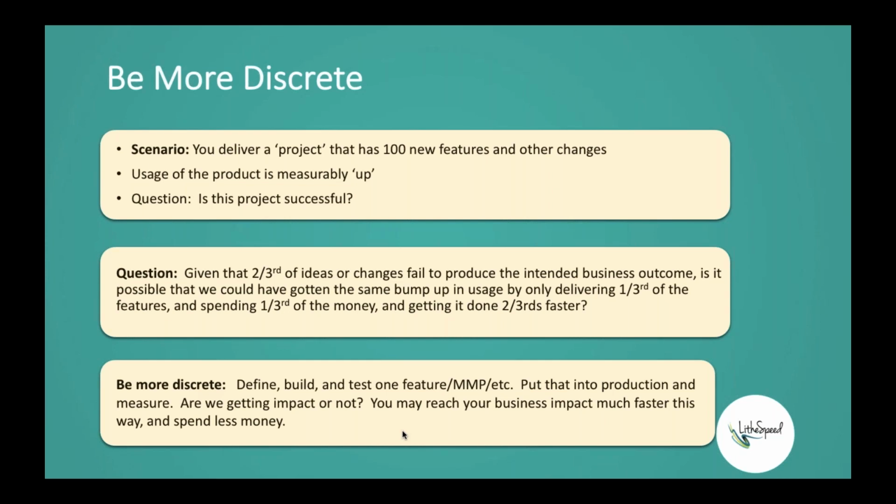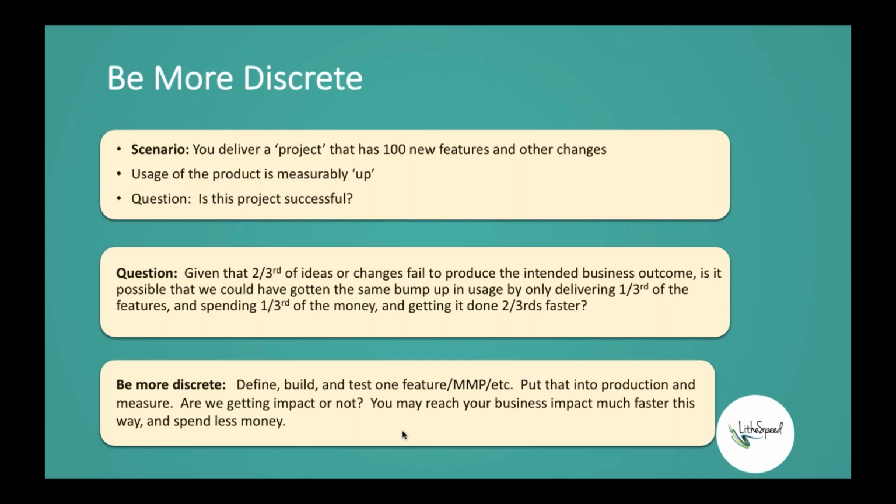But here's the question. Given that 2/3 of our ideas or changes fail to produce the intended business outcome, is it possible that we could have gotten the same bump up in usage and customer satisfaction by only delivering 1/3 of those features and only spending 1/3 of that money and getting it done 2/3 faster? That's the question that I think a lot of us are unable to always answer.